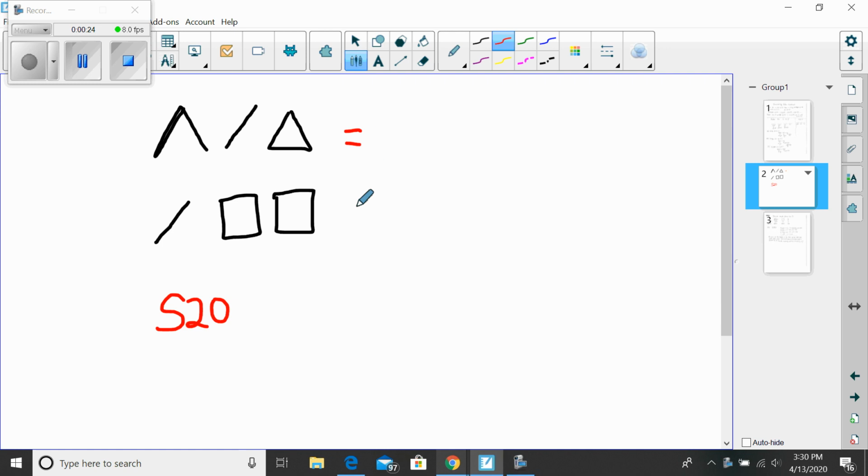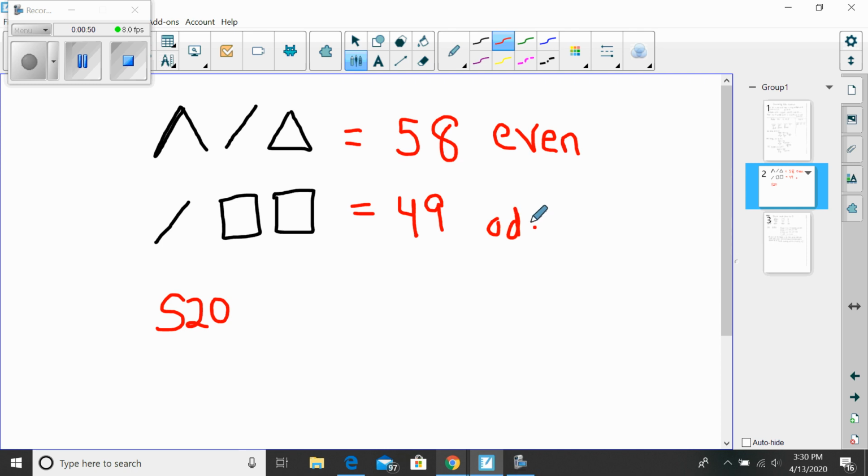But if we convert these to base 10, we see that the number represented here, the first one, is 58, which is even, right? So I've got a number in S20 that ends with a 3, and yet it's even, all right? Then this number, if I change this to base 10, is 49. So I have a number that ends with a 4, and yet it's odd. Okay, so this changes everything you ever thought you knew about the universe, right? If you can't just look at the last digit and tell whether a number is even or odd.